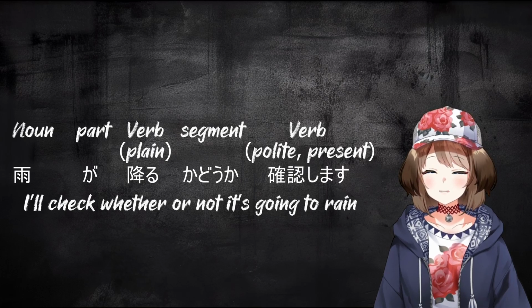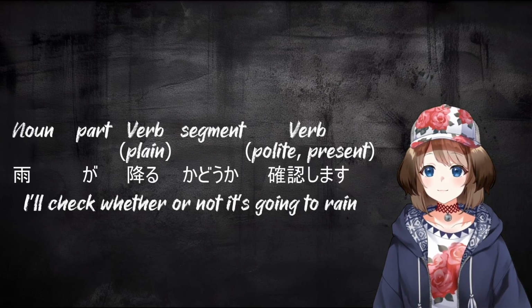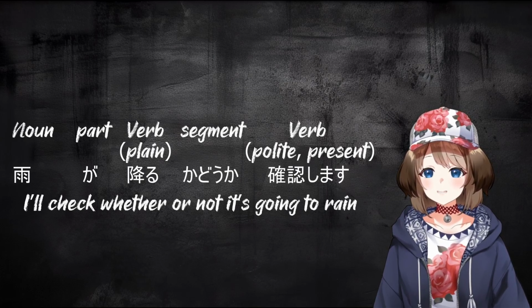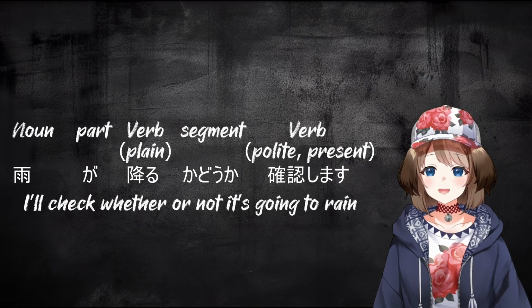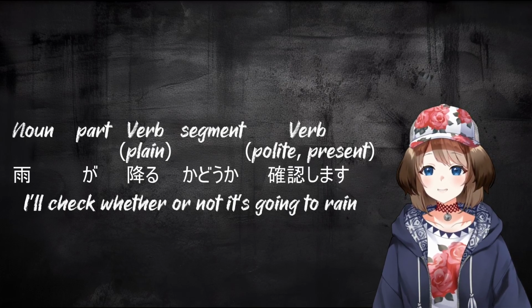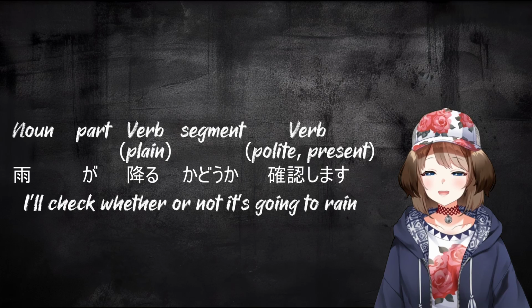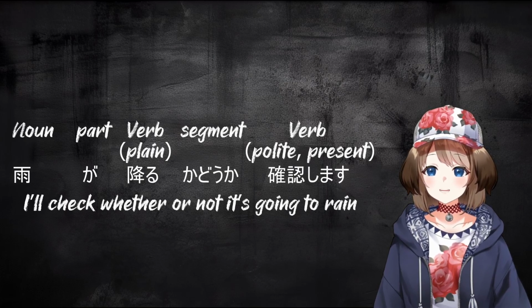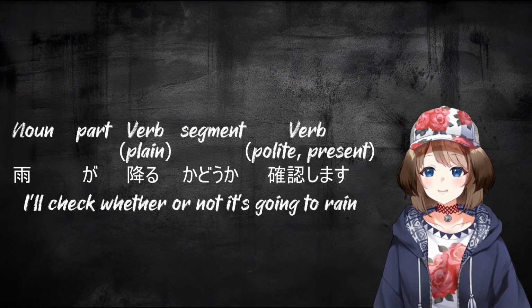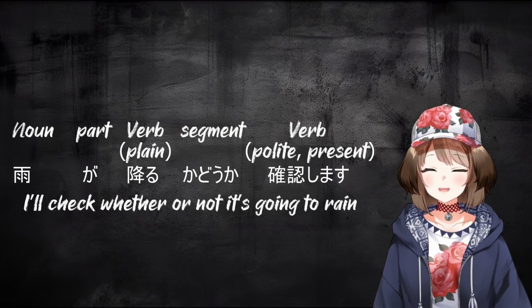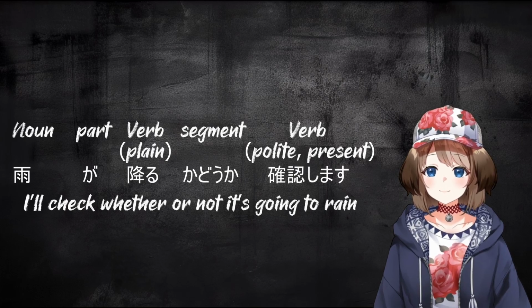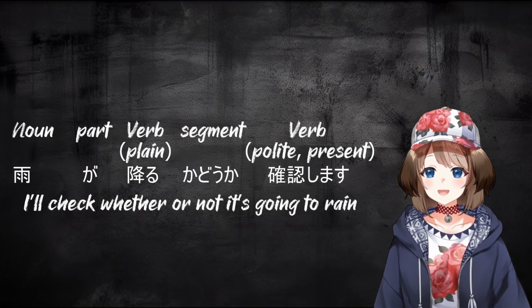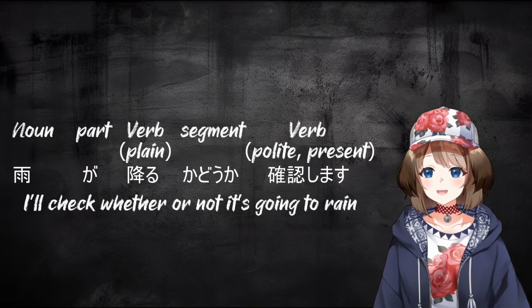Remember, that verb is in the plain form here. In almost every case, verbs that come in the middle of a sentence are not going to carry any kind of tense marking or politeness marking. And so here, it's in the plain form so that it can take ka do ka, whether or not. And then our sentence finally ends with kakunin shimasu, which is a present tense polite verb meaning to check something or to confirm, right? And so basically this is a sentence that says, I'm going to confirm, kakunin shimasu, whether or not it's going to rain.